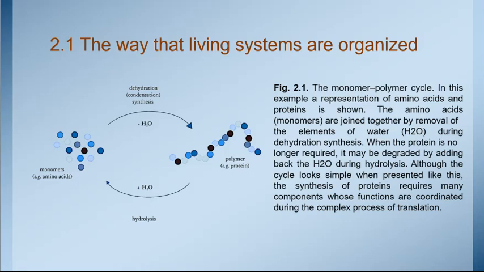The polymers can be broken apart into their constituent monomers by adding the elements of water back to reconstitute the original groups. This is known as hydrolysis. Literally, hydro means water and lysis means breaking. The monomer-polymer cycle of dehydration and hydrolysis is illustrated in Figure 2.1.